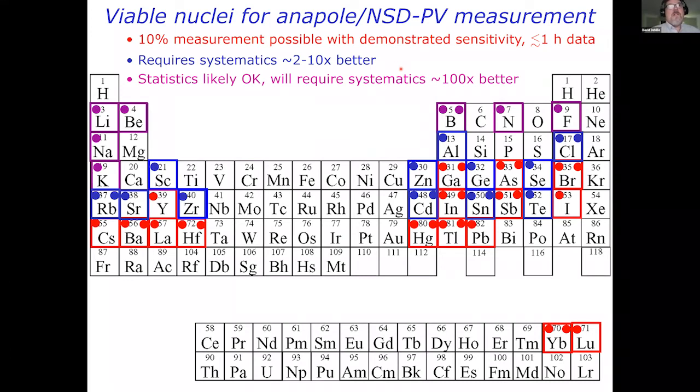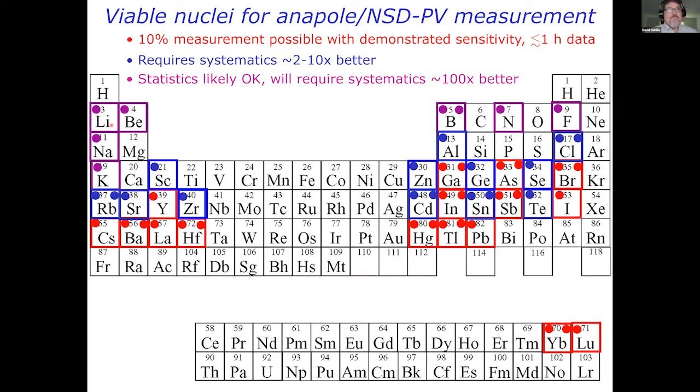So the bottom line here is that this method looks like it will make it possible to really start to compile a table of anapole moments and measurements of these fundamental vector electron axial quark couplings and really open up a new window into electroweak physics.